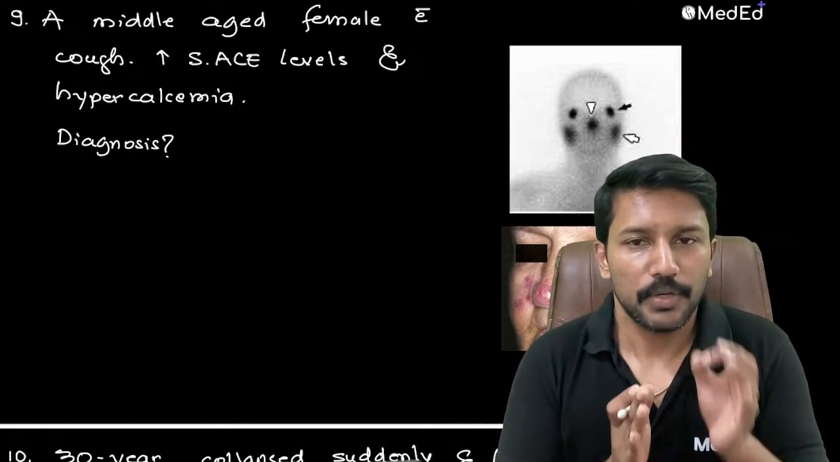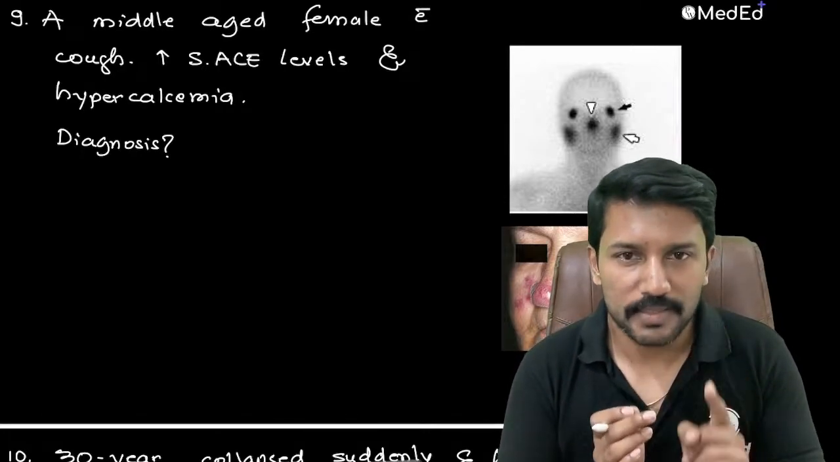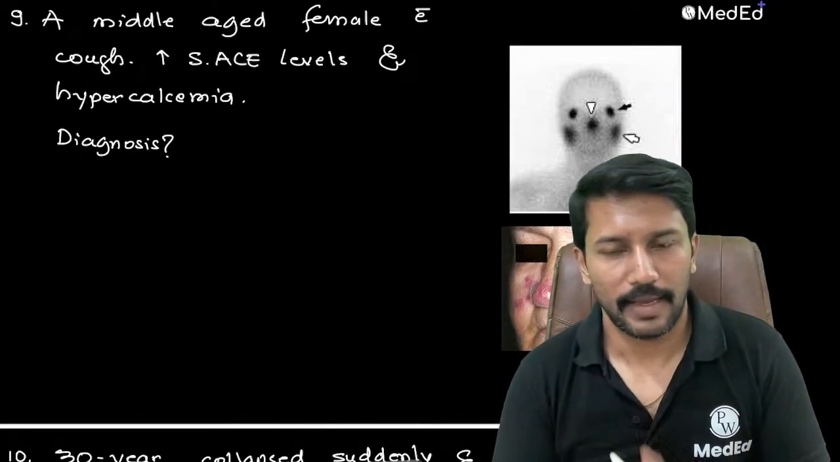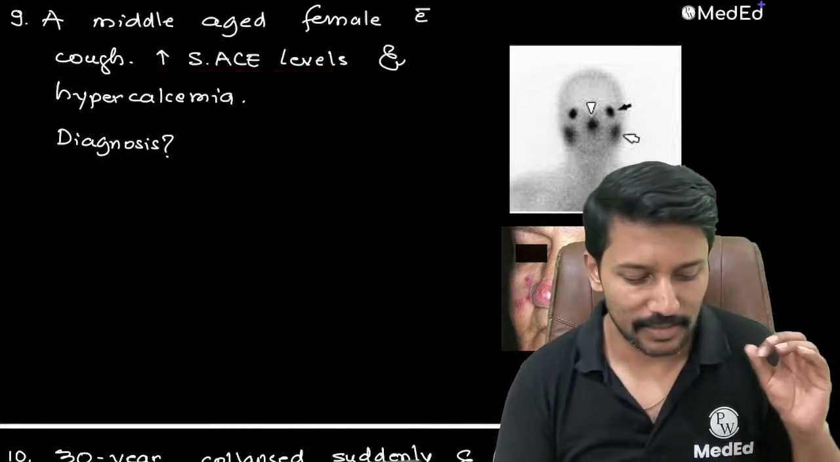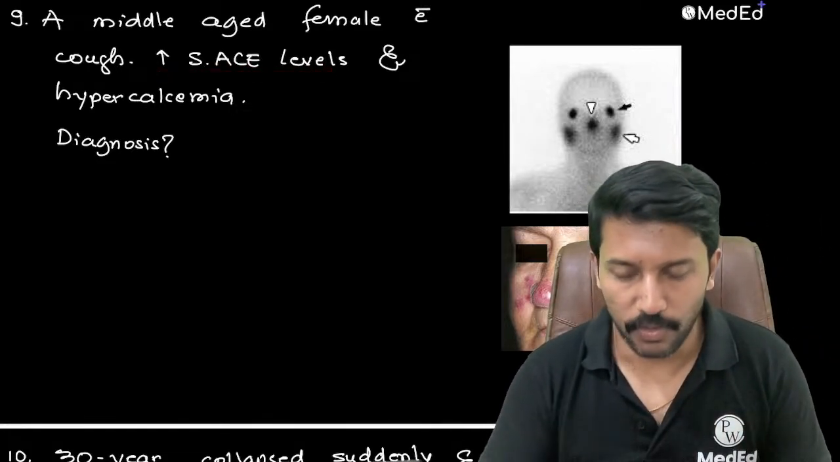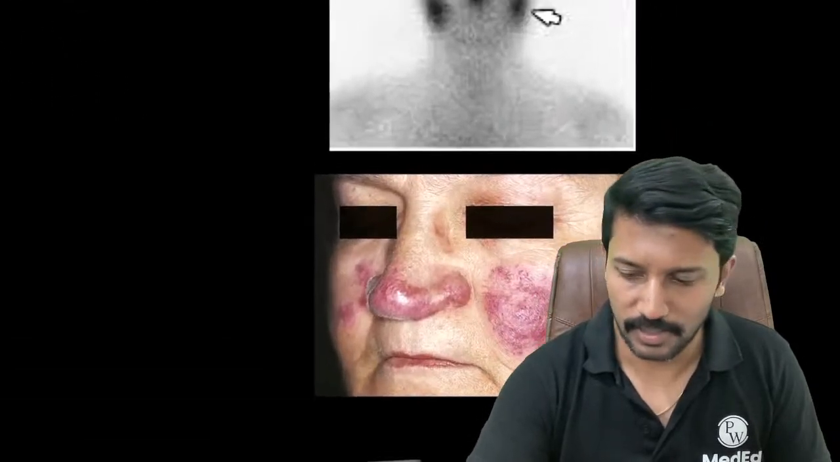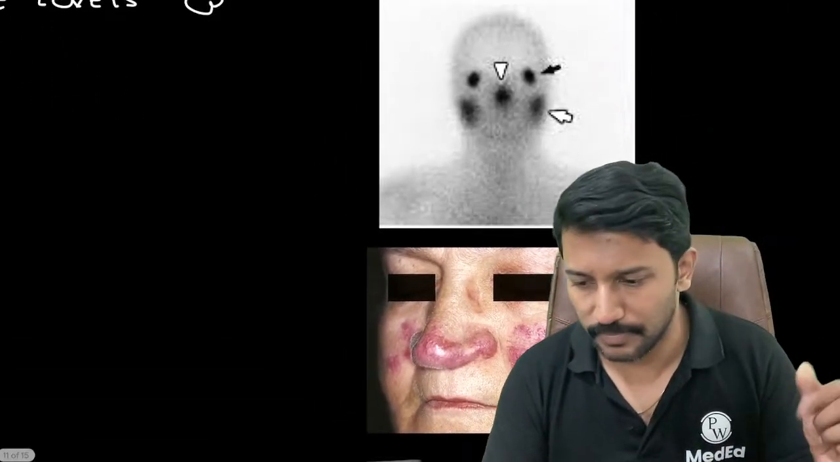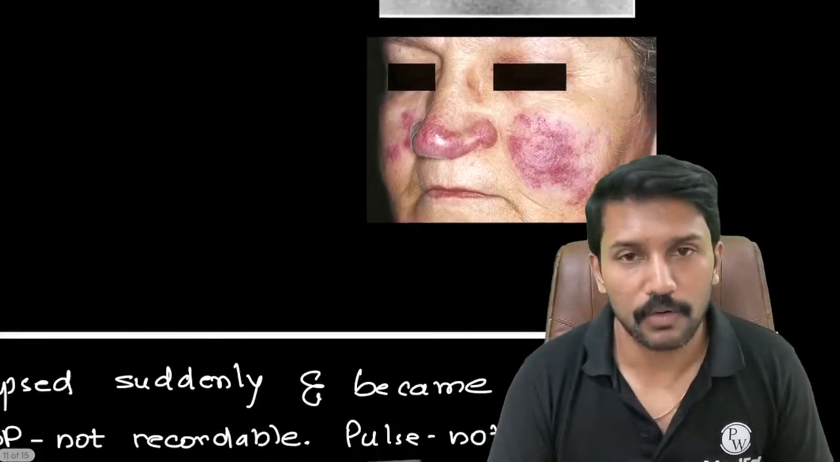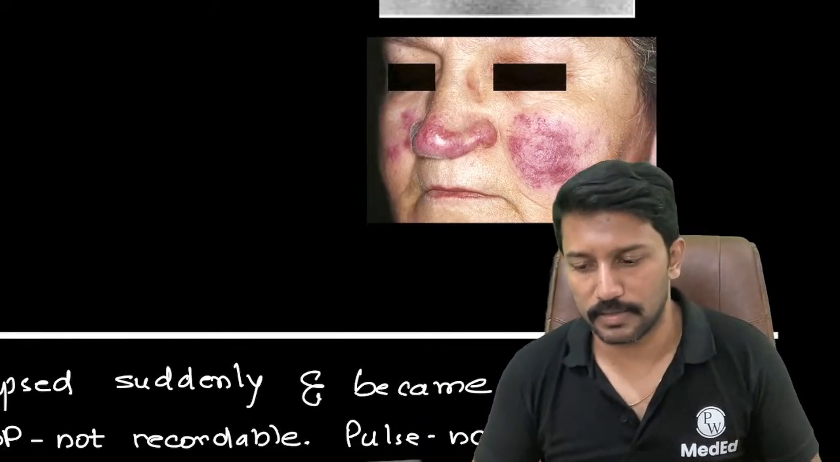Okay. So here we have a middle-aged female who presented with complaints of cough, and her serum ACE levels are elevated and she has hypercalcemia. Asking what is the diagnosis, and there are two images. I think someone has commented it right. Pawan Kumar says panda sign. Absolutely right. Second, what is this facial appearance called as?